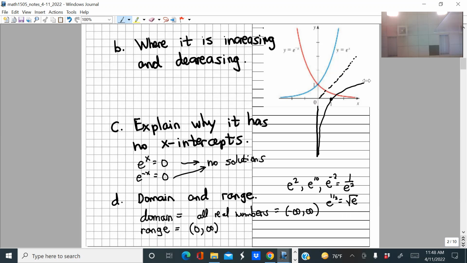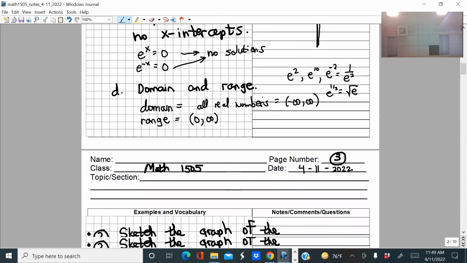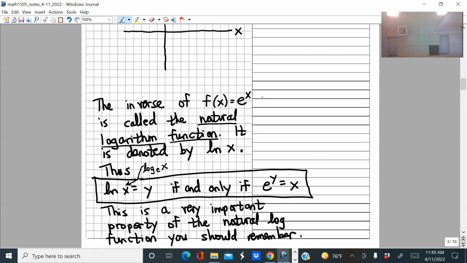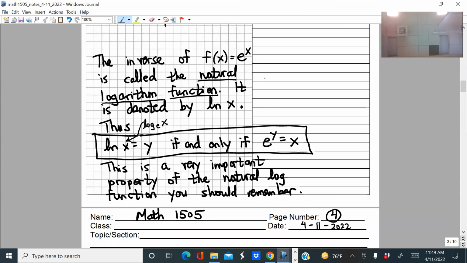Okay, well, it has a special name, guys. You may be familiar with this function, but you may not have thought about it before as being the inverse of e to the x. We already sketched the graph, so I'm not going to do that again. The inverse of e to the x is called the natural logarithm function. So the natural exponential function, its inverse is the natural logarithm function.